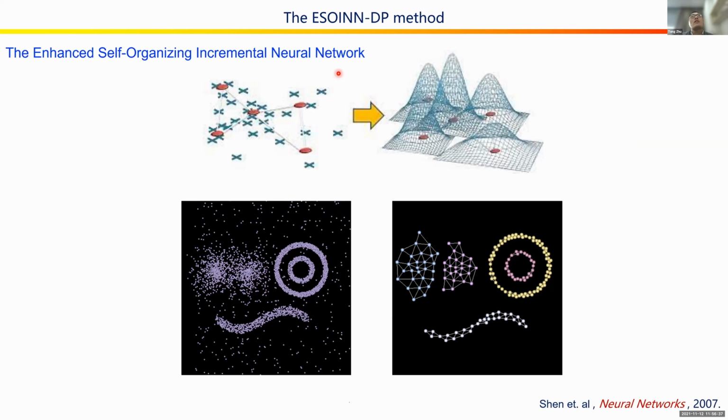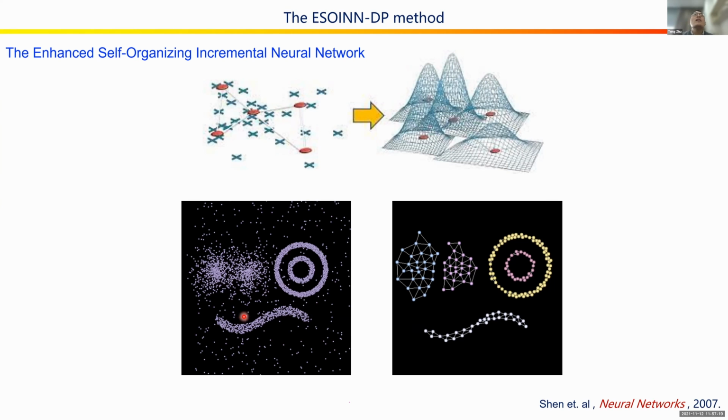Actually, the algorithm behind this method is kind of simple. For example, we have a lot of data. So the blue cross is the raw data, and with the ESOINN method, we can learn the topology of these data and use some nodes, for example, this red circle, to represent the raw data, and each node in the neural network can contain two important features. The first one is the structure of the data, for example, the structure of the molecule, and the second one is the density of the data.